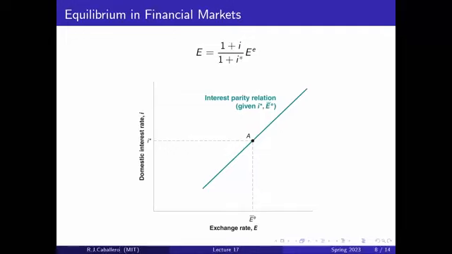I'm taking as parameters the foreign interest rate and the expected exchange rate. If I take as parameters this and that, then I have a positive relationship between the exchange rate and the domestic interest rate, okay? So I'm plotting the UIP, the uncovered interest parity condition. Notice this point here is interesting. This point tells you that when the domestic interest rate, i, is equal to the international interest rate, then the exchange rate has to be equal to the expected exchange rate, which is the question I asked before.